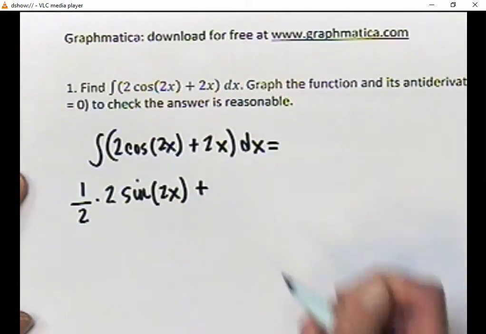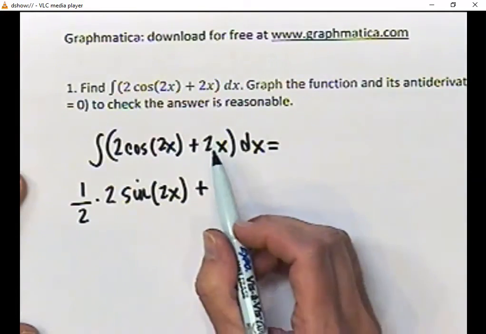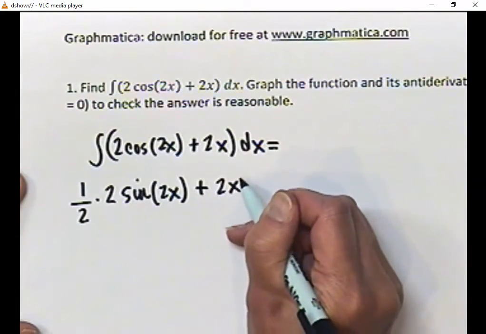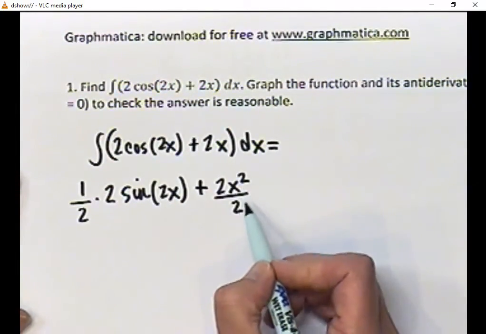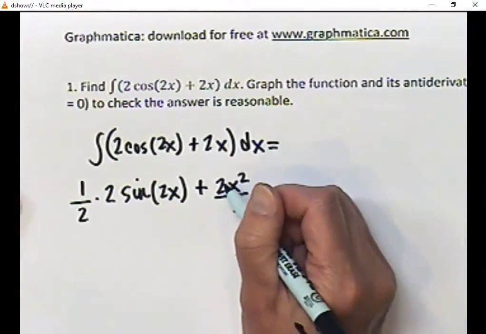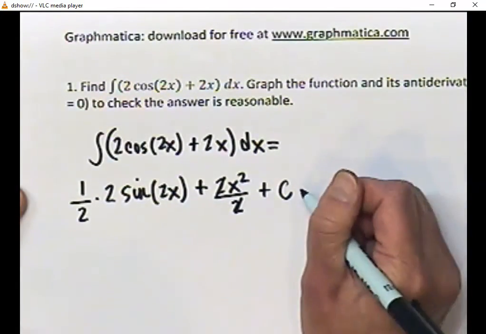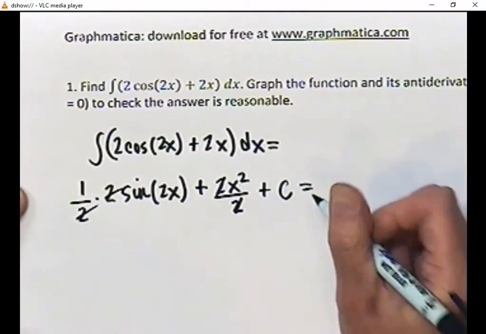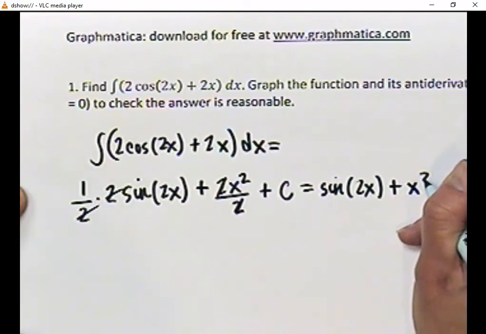What's the integral of 2x? You know what that's going to be? Yeah, so that becomes 2x squared over 2, right? You add 1 to the power. 1 plus 1 is 2, divide by 2. So those cancel, and you just get x squared plus c. So just simplifying this a bit, these also cancel. So you'll just have sine of 2x plus x squared plus c.